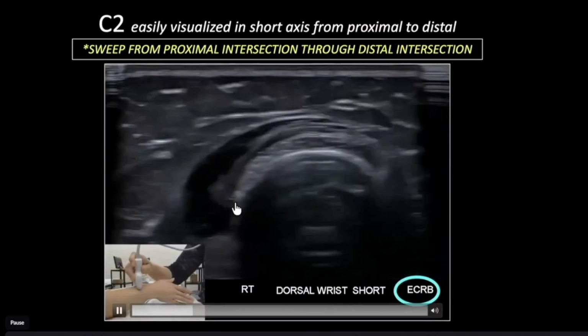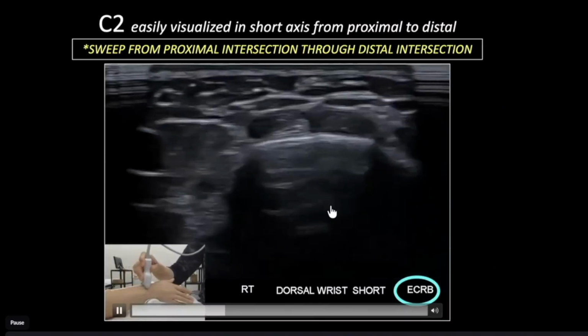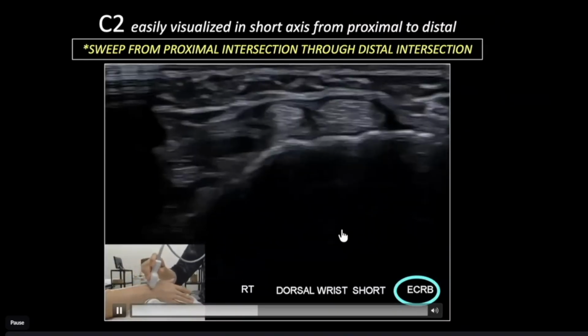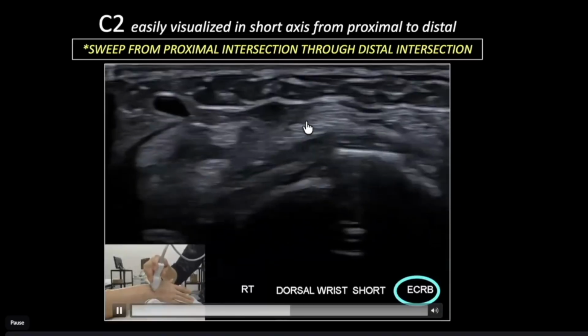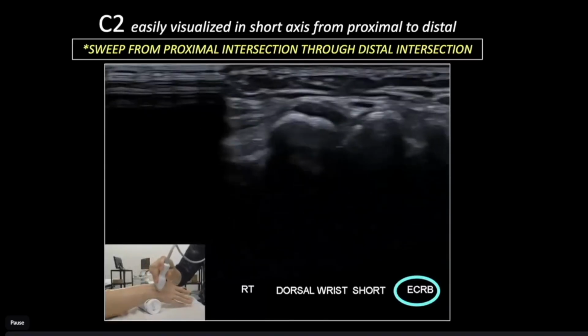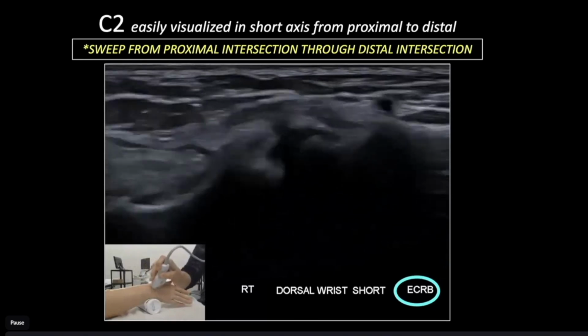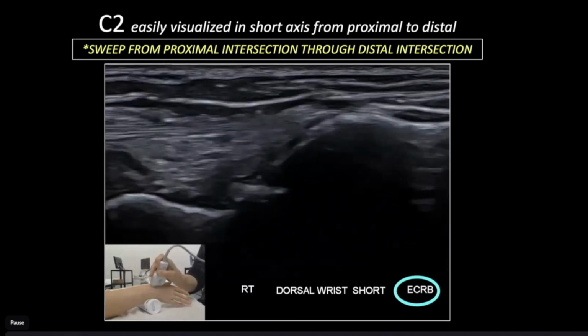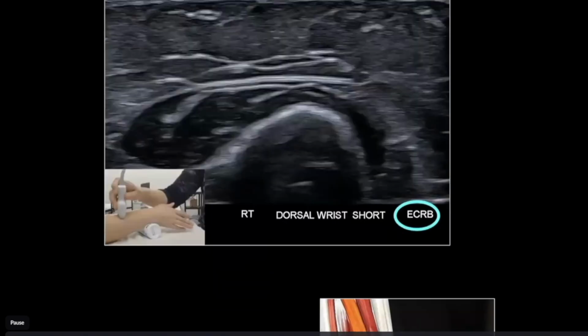Proximal intersection here, C1 over C2. And then traveling more distal, you'll see EPL traveling over top of compartment 2. That's the distal intersection. So you can see lots of things when you're sweeping over these compartments. This is just turning in ECRB and long axis.